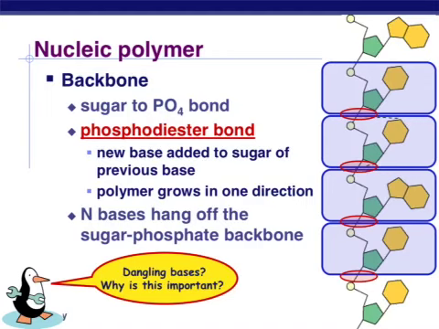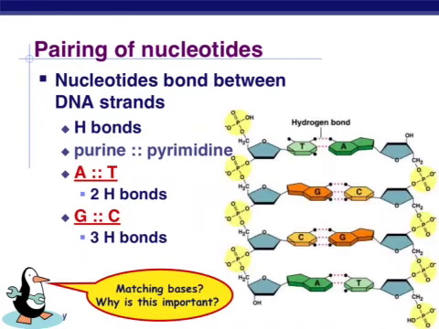Now note how these nitrogen bases are hanging off of our backbone. So they're kind of sticking out into the middle. We call these dangling bases. And this is highly important because it creates the atmosphere needed for hydrogen bonding to take place, which is how the double helix of DNA holds itself together. So our nucleotides are going to bond between our DNA strands. And they're held together by hydrogen bonding, which is what is shown here and here. And it's always going to be a purine bonded to a pyrimidine. Two purines can't bond to each other, just like two pyrimidines can't bond to each other, because it changes the whole dynamic of the molecule and it makes it unstable.